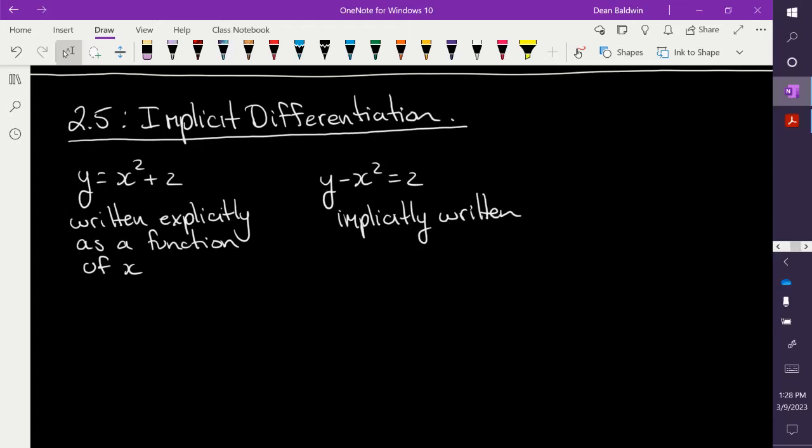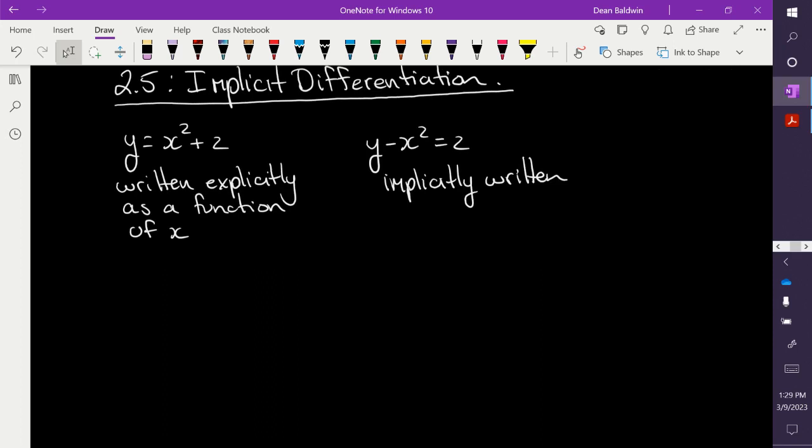All right, so implicit differentiation. The one on the left here, y is equal to x squared plus 2, is explicitly written in terms of x, or basically y equals. That's how we try to write everything. On the right, it's written implicitly because we haven't said it's y equals, or you could write x equals if you wanted to. So why don't we just always write things explicitly?